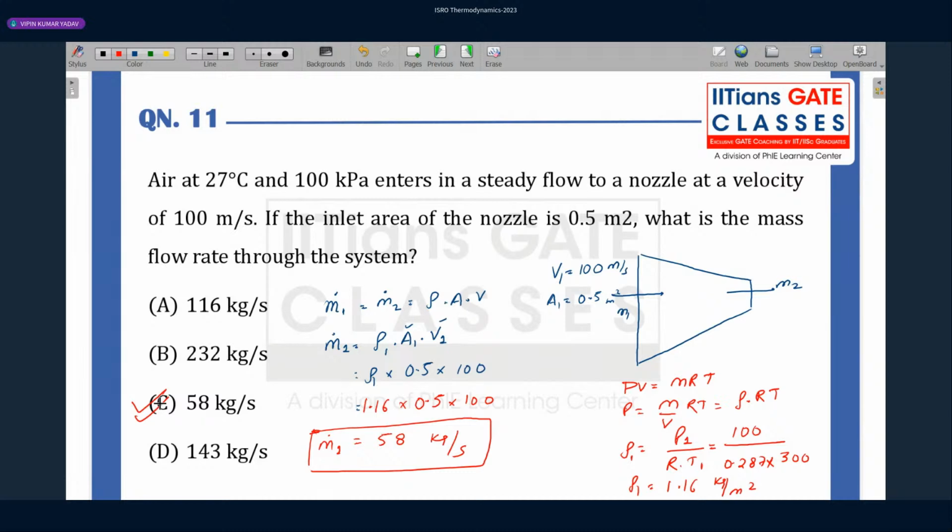So 58 kg per second is your right answer. So I hope it is clear. Yes. So let's move on to the next question.